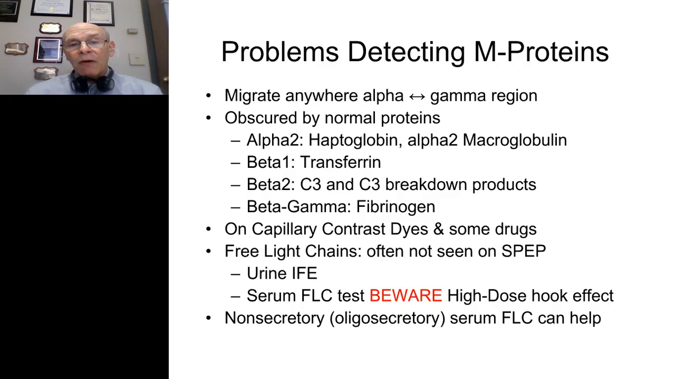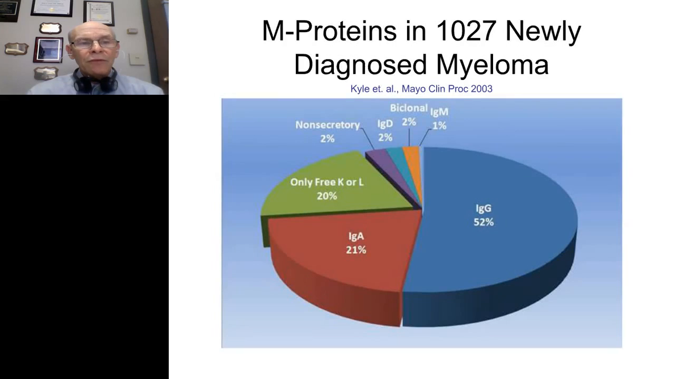Even with that problem, however, the free light chain test is a very important tool, especially for looking at the unusual case of oligosecretory or non-secretory multiple myeloma. Let's look at the types of M-protein products that we're looking for. This data is from a classic study performed by Kyle and colleagues at the Mayo Clinic. They reported that the majority of newly diagnosed cases of multiple myeloma secrete IgG. About 20% of them make IgA.